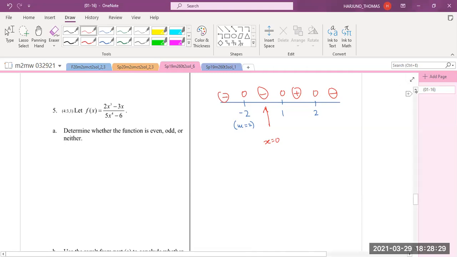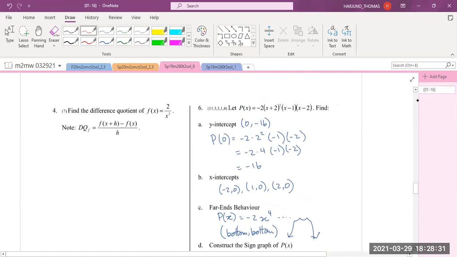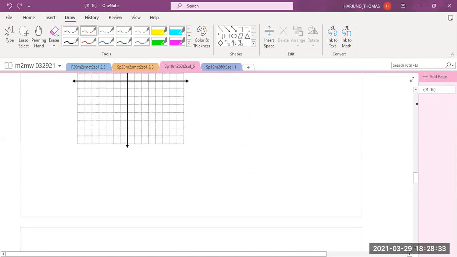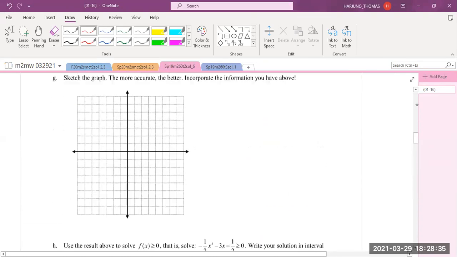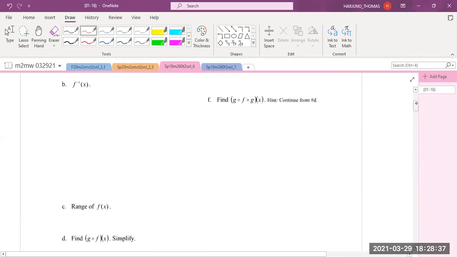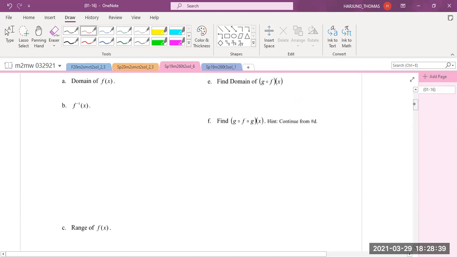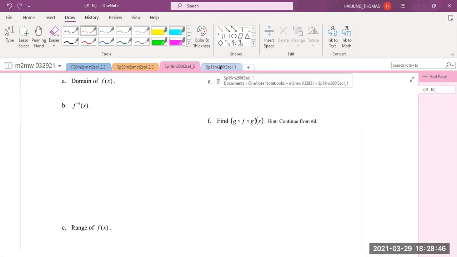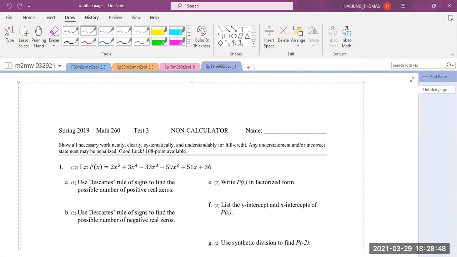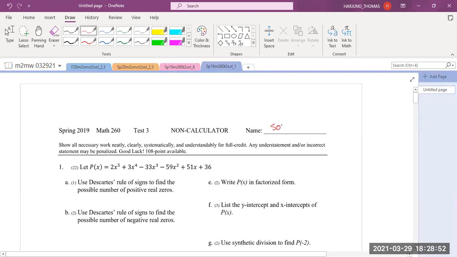Now, that's for this one question here. I think I can do composition of function already. There are some questions from this test and the previous test 2 that have composition of function, but I will do it later if we have time. Let's do this Spring 19 Math 260 test 3 first. And that's the solution.